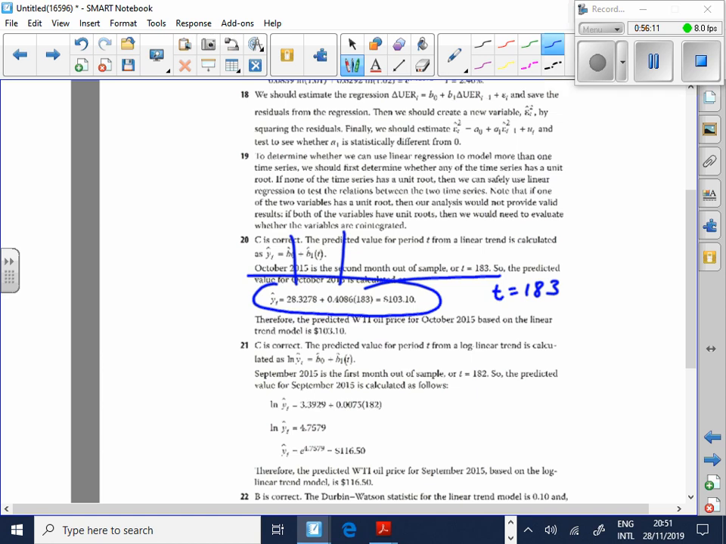When I move to 21, guys, here they spoke about September. So now what's my t, by the way? 182, good. And remember what I do, I run all my numbers. You happy with the coefficients, guys? 3.329, 0.075 times 182. You happy with that? What do I get to, by the way? I get to an answer of, this is a little bit of a trick, 4.7579. You happy with that?